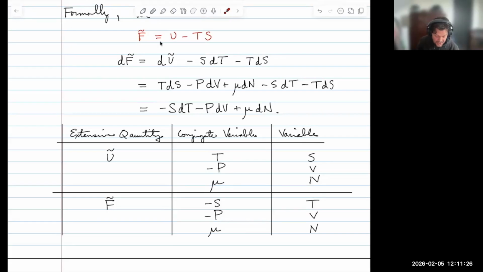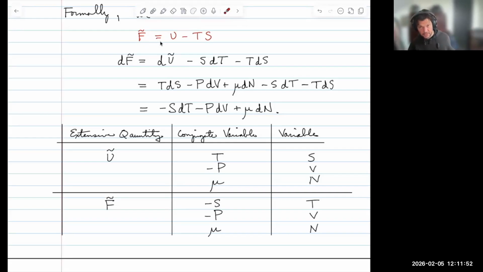But what this suggests, by doing this Legendre transform, or minus the Legendre transform to be honest, is we change variables in this location so that now T becomes the primary variable and minus S becomes its thermodynamic conjugate. The other two variables stay the same.